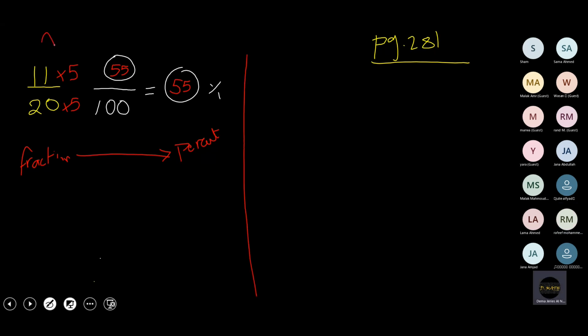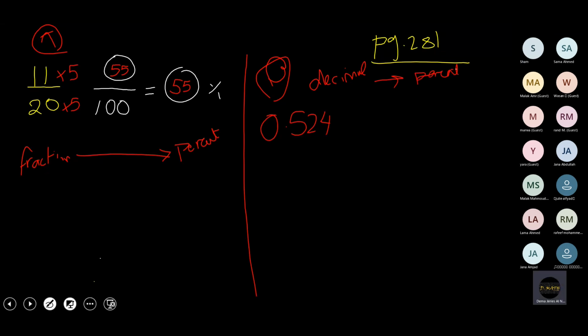Second one now. This was for A. Now for B, what do we have? We have 0.524. In other words, we have a decimal, and we want to write it as a percent. How do we write a decimal as a percent? Only one step. Who can remind us? We move the decimal point. Bravo. We move the decimal point two digits always. So it's 52.4%.